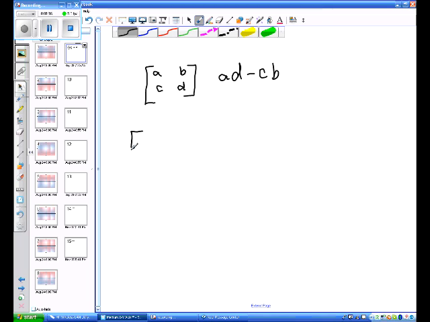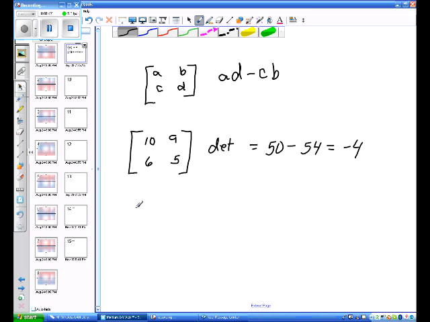So if we had our matrix 10, 9, and 6, 5, and we want the determinant of this. Well, our determinant would be equal to the product going down, which is 50, minus the product going up, which is 54, which is -4.